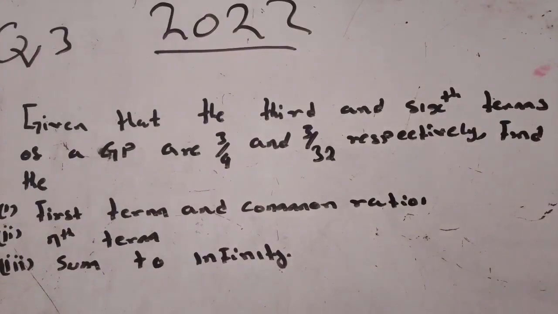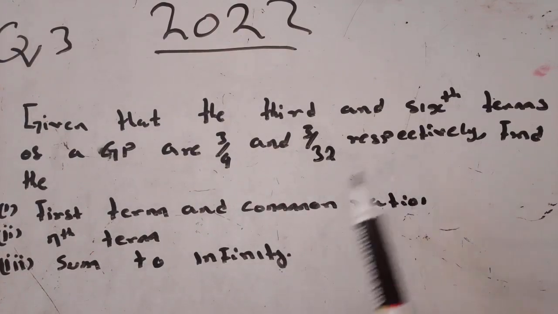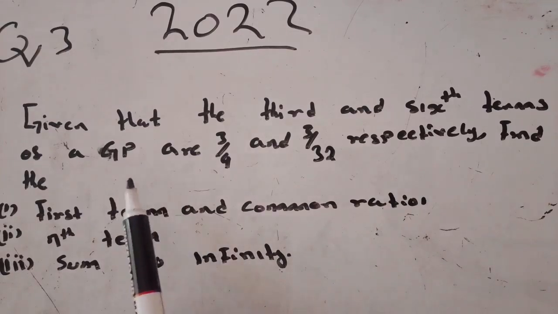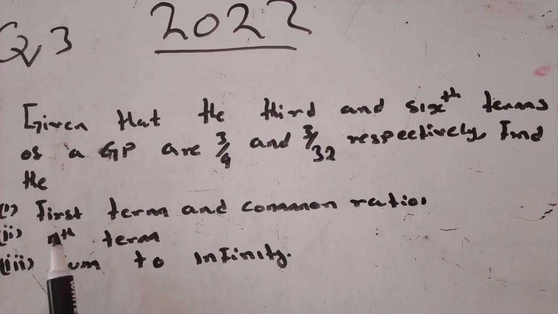Okay, so we have a question under geometric progression, and this question came in paper 2, 2023, in 10, question 3. The question said, given that the third and sixth terms of a geometric progression are 3 over 4 and 3 over 32 respectively, find question 1: first term and common ratio. Question 2: nth term. And question 3: sum to infinity.